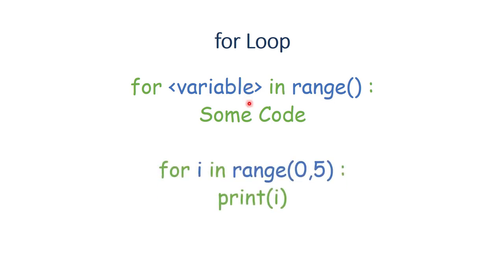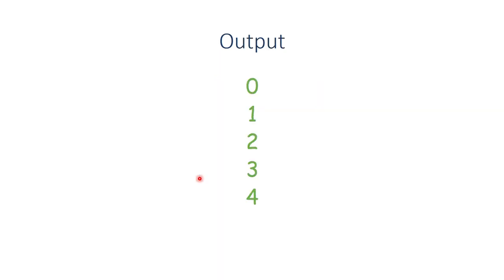So now this is our example. We have a variable i, and we have a range 0 to 5, which means that it will generate a list of 0 1 2 3 and 4. After that we have a colon, and after the colon we have the function print, and we will print the variable i. So now let's see the output. It will print 0 1 2 3 and 4.